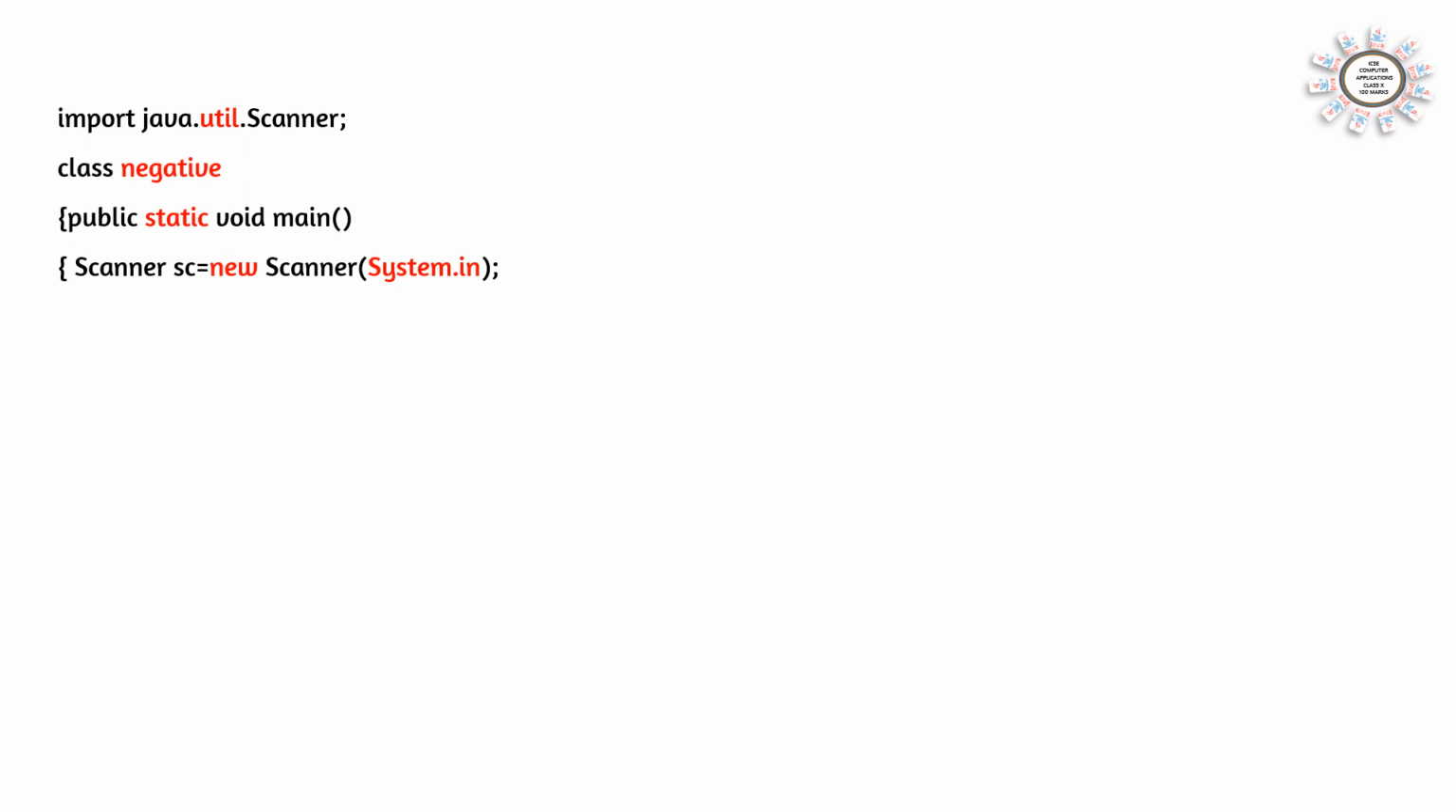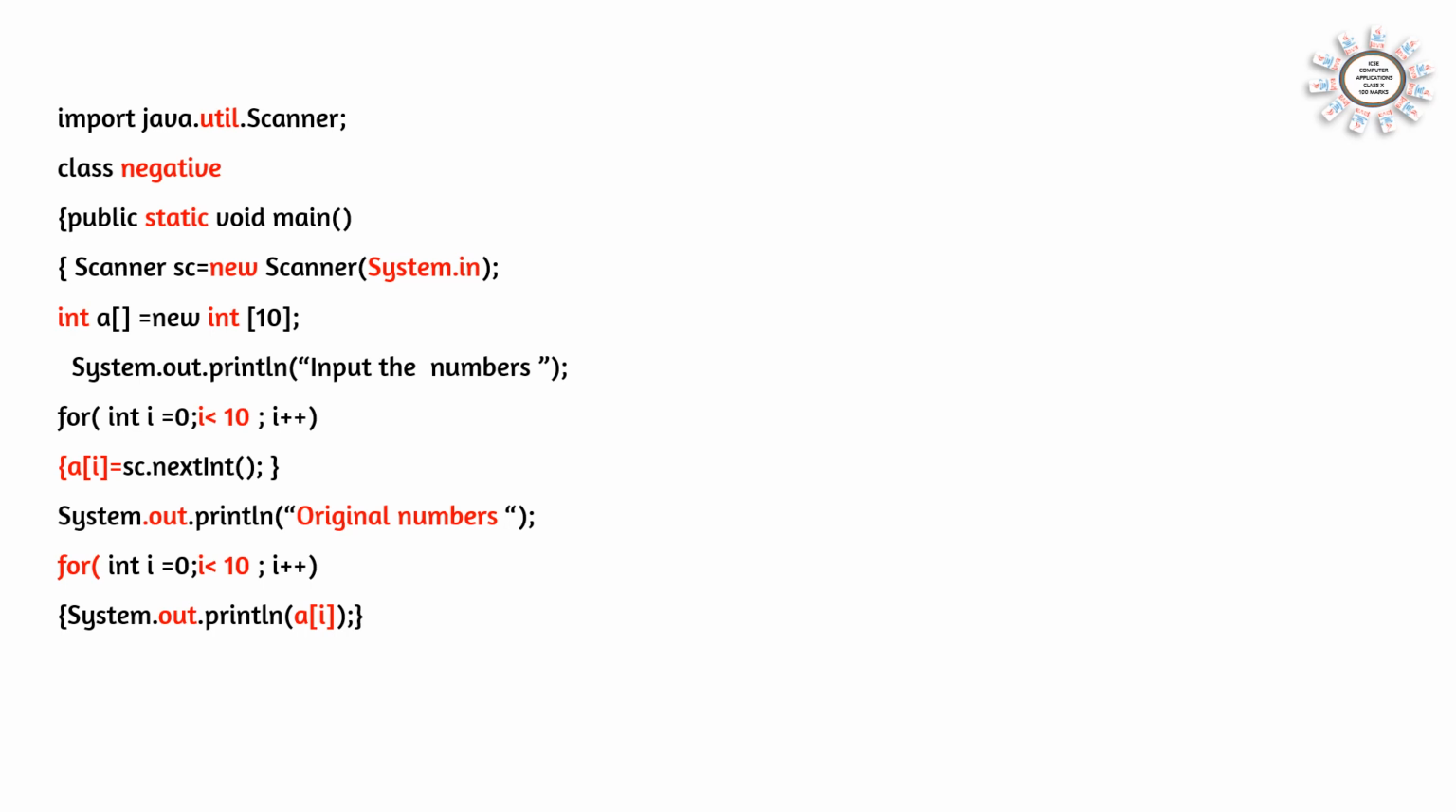Start the program, write the first 4 lines and then declare the array. Here we are declaring the array int a[] is equal to new int[10]. This array can store 10 numbers. Input the numbers. The negative and positive numbers we are supposed to input in this array. So int I is equal to 0, I less than 10, I plus plus. A of I is equal to sc.nextInt.